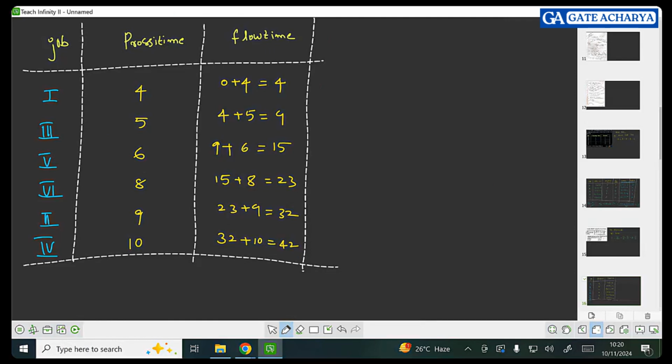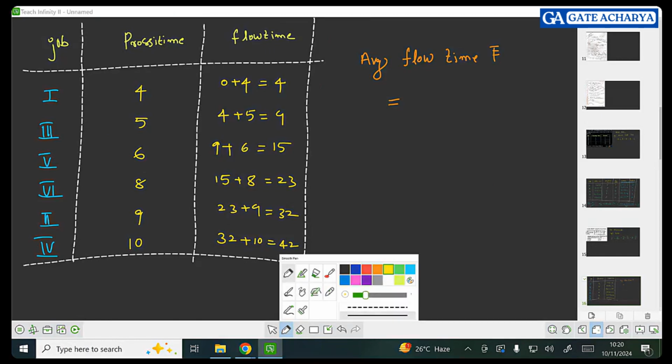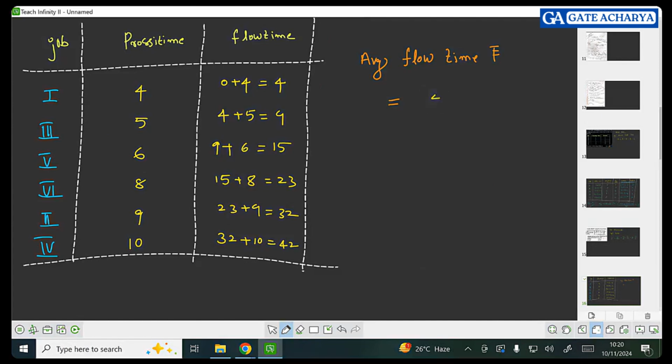The average flow time, F bar, is equal to: add all flow times, that is 4 plus 9 plus 15 plus 23 plus 32 plus 42, divided by how many jobs? 1, 2, 3, 4, 5, 6. Then you are going to get definitely this answer. This is how you need to apply SPT. Alright.